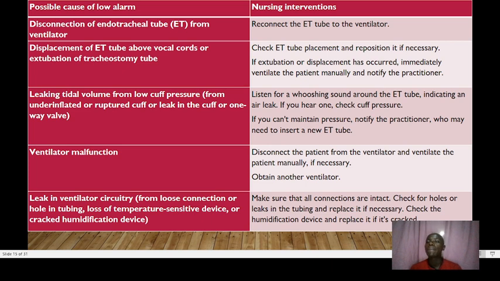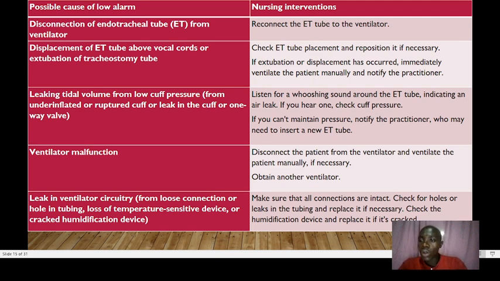We can start with the low alarm. You find it could be a disconnection of the endotracheal tube from the ventilator. So when they are disconnected, you have to reconnect the endotracheal tube to the ventilator. Another cause for low alarm could be displacement of the endotracheal tube above the vocal cords or extubation of the tracheostomy. So in this case, you as a nurse, you have to check the endotracheal tube placement and reposition it if necessary. If extubation or displacement has occurred, you immediately ventilate the patient manually and notify the physician.